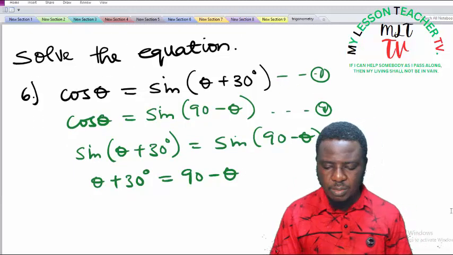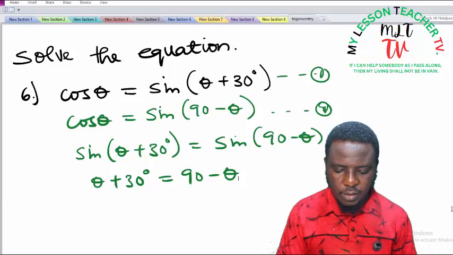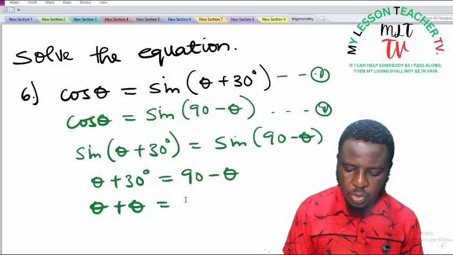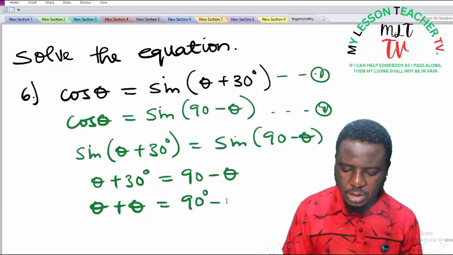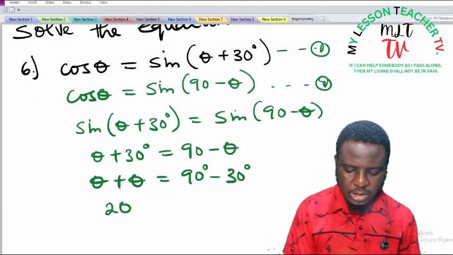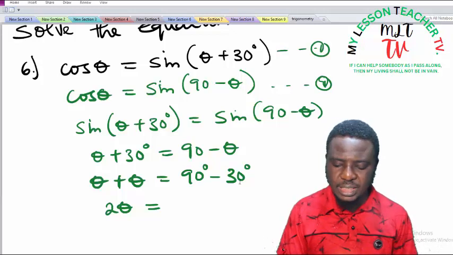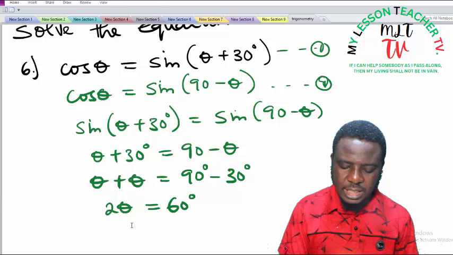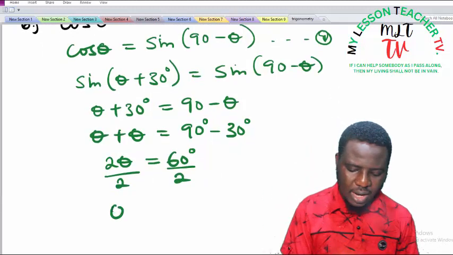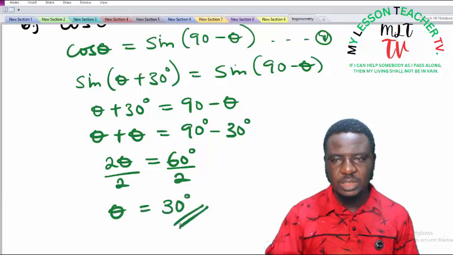Collecting like terms, by adding theta to both sides and subtracting 30 from both sides, you have it that theta plus theta will be equal to 90 degrees minus 30 degrees. That is, when you simplify, you have 2 theta equal to 90 degrees minus 30 degrees, which is equal to 60 degrees. Dividing both sides by 2, you have it that our angle theta is equal to 30 degrees.